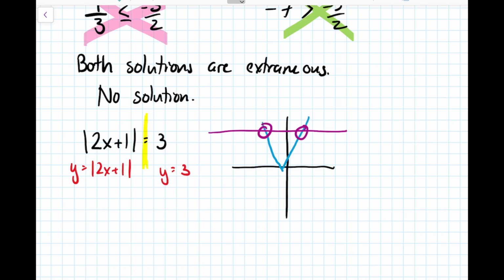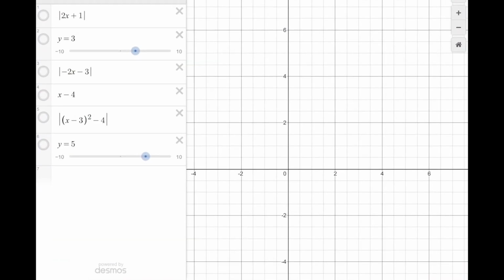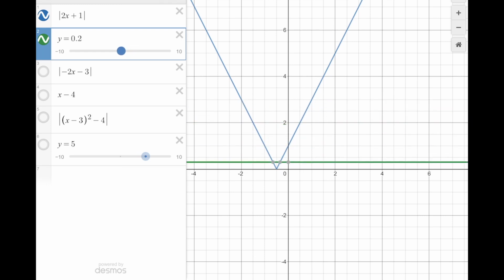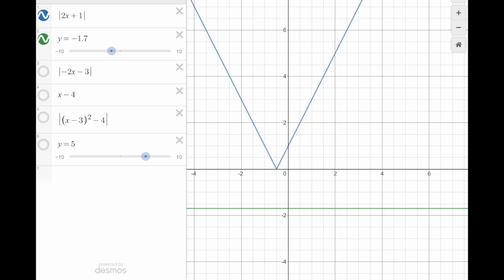So let's take a look at that on Desmos. We've got 2x plus 1, we've got y equals 3, and so we can see we've got a couple of solutions there and there. But if, like we did in a previous example, we made that y value negative instead, you can see once this gets low enough, this just never crosses. It's just not going to be a thing. And so this would have no solutions.